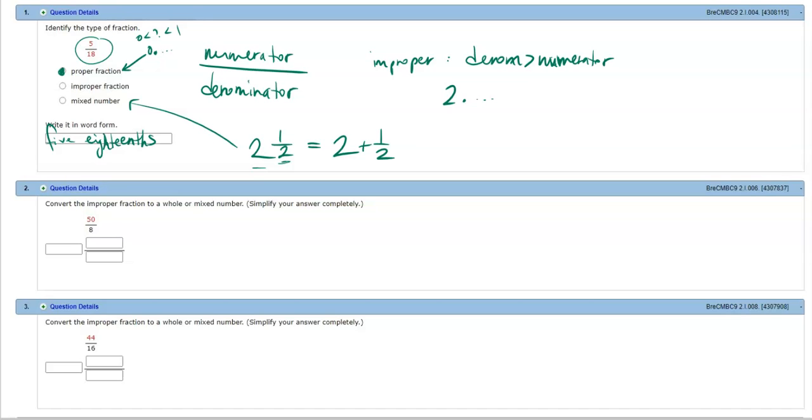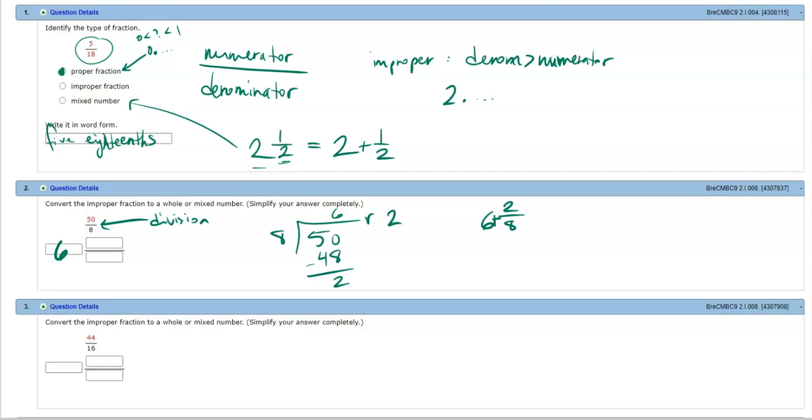It's kind of hard to spell 18ths, and so those are 5/18. Then this one is converting an improper fraction to a whole or mixed number. This line in the middle is a division line, so really this is 50 divided by 8. 8 will go into 50 6 times, and then 6 times 8 is 48, so we subtract and get 2. It has a remainder of 2, so the whole number is 6, and then we write 6 and 2/8.